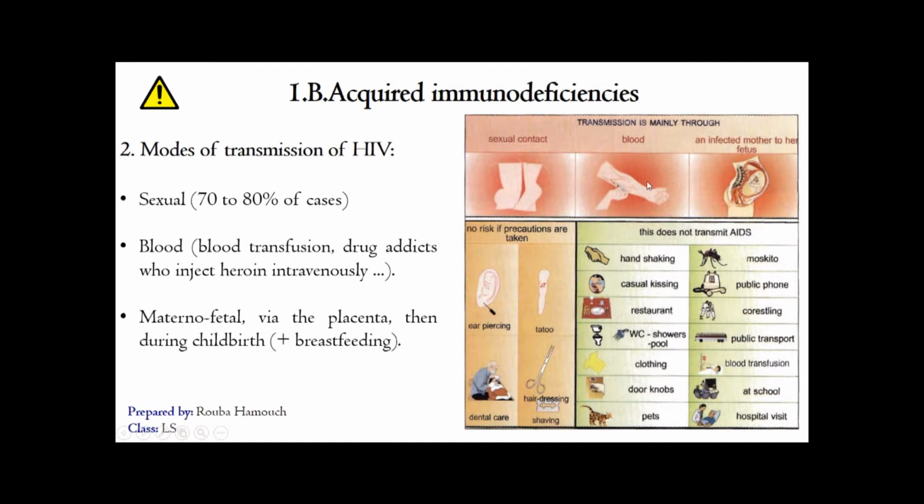So these are the ways of transmission of HIV: through sexual contact, blood transfusion, and from an infected mother to her fetus. These are the situations that do not transmit AIDS: handshaking, restaurant, WC, showers, pool, pets, for example, hospital visit, school, public transport, public phone, mosquito, etc. So these are situations where AIDS is not transmitted.